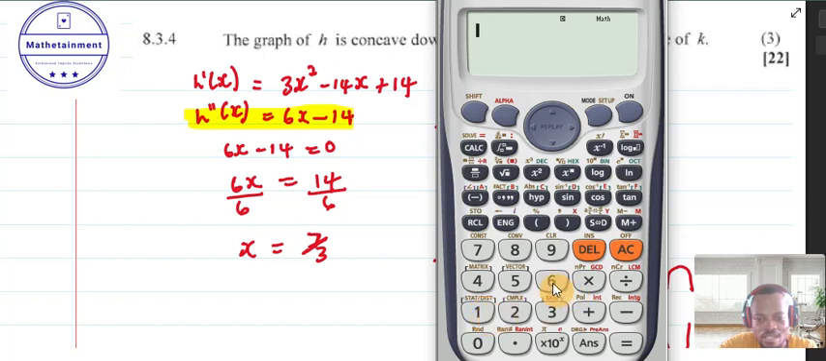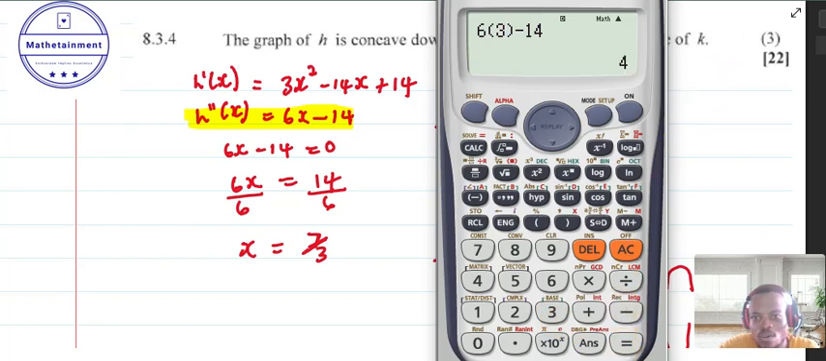If I say 6 times 2 minus 14, I know that 2 is less than 7 over 3. If I get a negative number, that means where my x is less than 7 over 3, that's where my graph is concave down. It becomes minus 2, and minus 2 is a negative number. Now let me plug in a value that is greater than 7 over 3. Let me plug in 3. So you get a positive number.